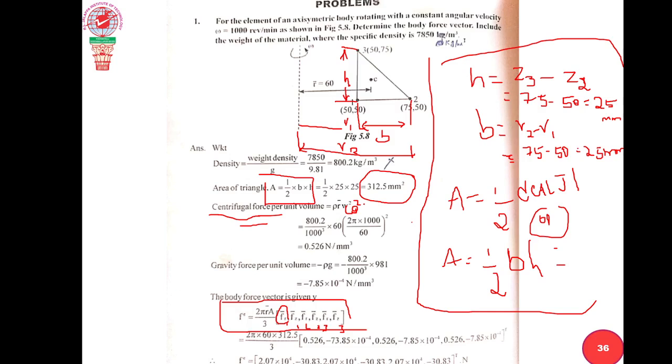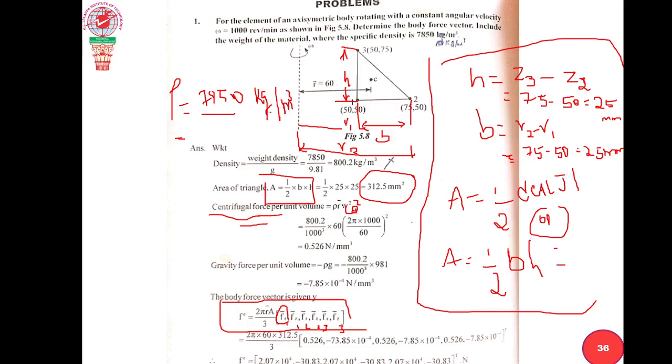What is rho? 7,850 kg per meter cube. See, unit is very important here. Area you got in mm, but this is in meter. Therefore, any one you have to convert into mm or meter. Let us convert this one into mm: 7850 kg per meter cube, convert into kg per mm cube.